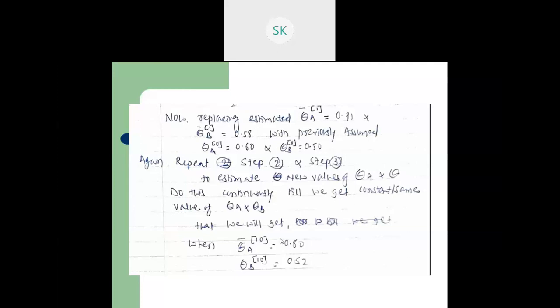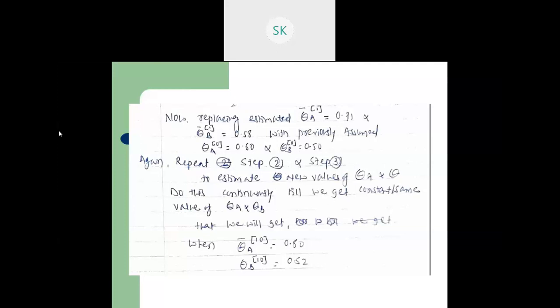So now, replacing the previously assumed theta A of 0 and theta B of 0 with the estimated theta A of 1 and theta B of 1, again repeat steps 2 and 3. Step 2 is the estimation, step 3 is the maximization. Now to estimate the new values of theta A and theta B, do this continuously till we get constant, the same values of theta A and theta B.